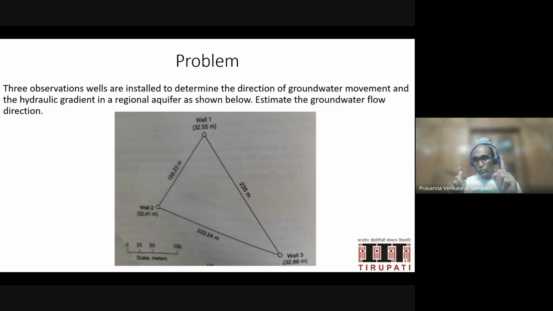If you had any pair of points, say you had only 1 and 2, if you did not have well number 3, you would say the flow is going from well 1 towards well 2. This would be the flow direction you would give if you did not have well 3. If you had only well 1 and well 3, then you would say this is the flow direction, because 32.66 is higher, 32.55 is lower. If you only had well 2 and 3, then you would say this is the flow direction.